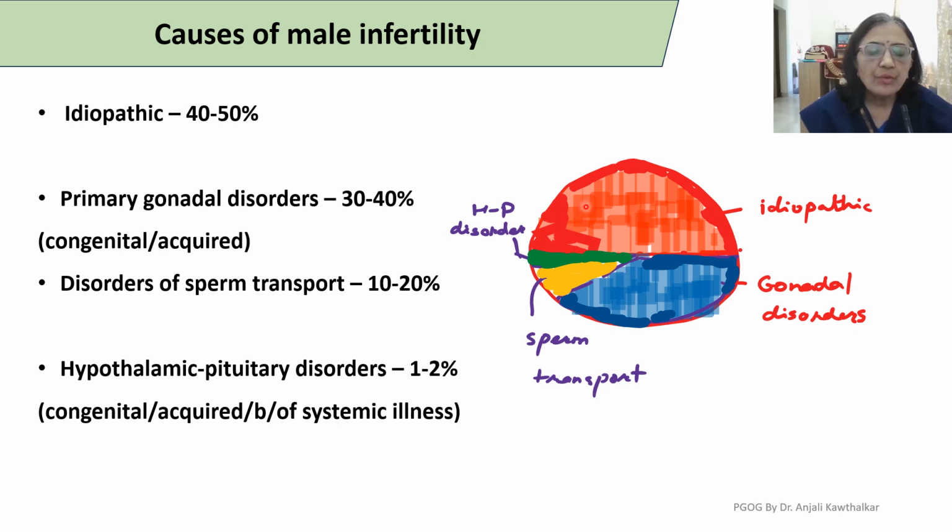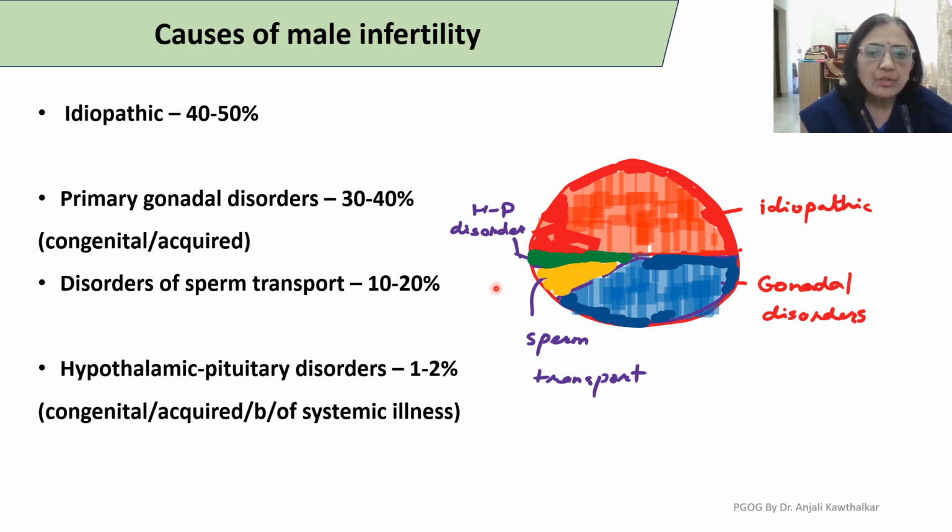Coming to causes, unfortunately, around 40 to 50% are in the idiopathic group, where the exact cause of male infertility cannot be found even by thorough evaluation. The major chunk is 30 to 40%, where there is a primary gonadal disorder, that is, a testicular failure which can be either congenital or acquired.